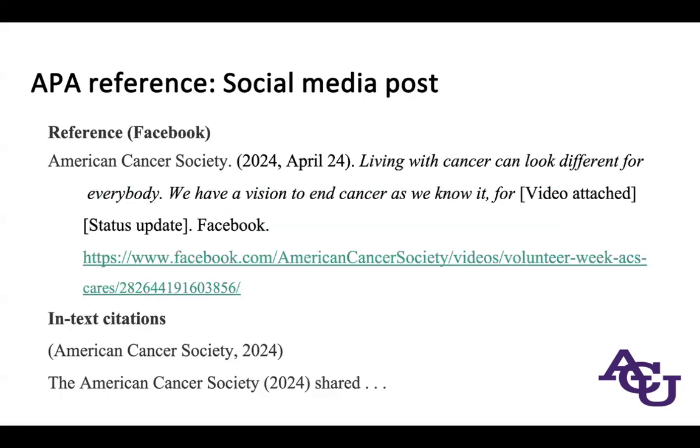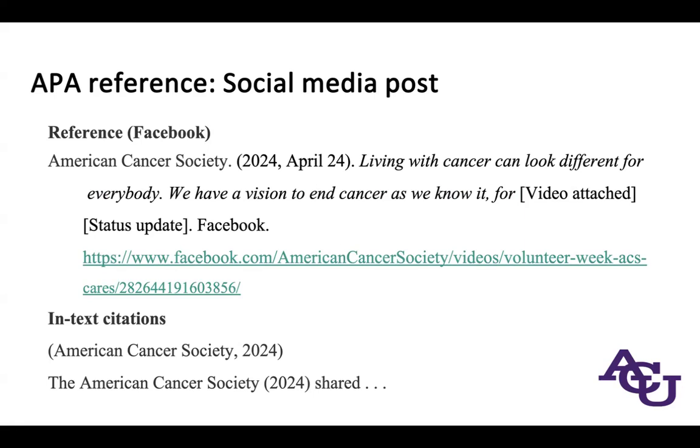Another thing that might come up in this assignment is citing a social media post. If you refer to a specific social media post, for instance, one that you shared with someone in your third anecdote, you need to add a reference and a citation to it in your paper. So you can cite and reference in this way.